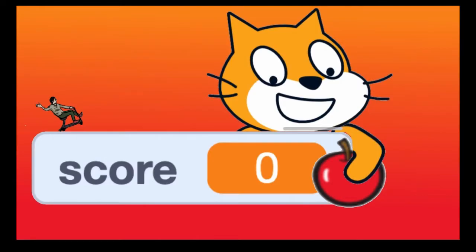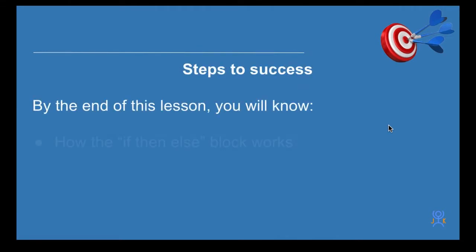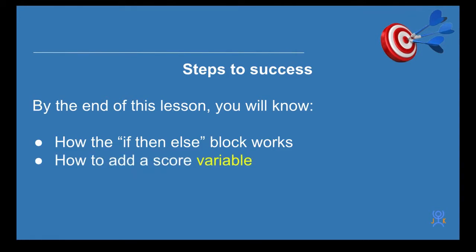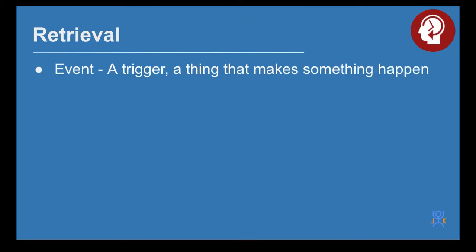Hello, and welcome to this tutorial on adding a score to our Scratch game. So let's get into it. By the end of this lesson you should know how the if then else block works, and how to add a score variable. So from last lesson, an event is a trigger, a thing that makes something happen or start.